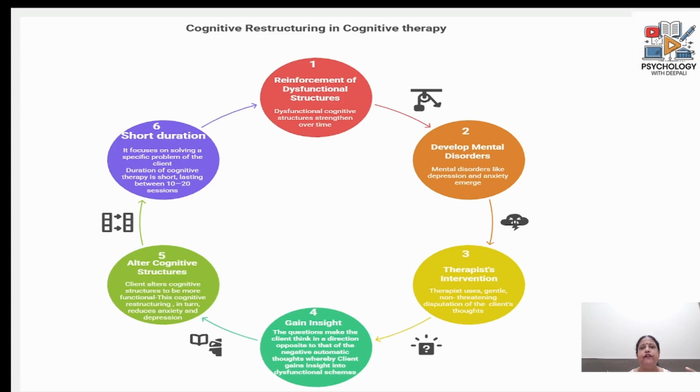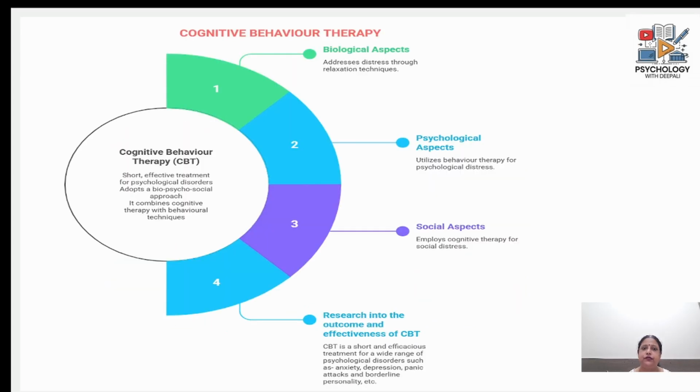And therefore, if you see cognitive therapy, it is not a very long duration therapy. It is a short duration therapy and it solves specific problems of the clients, and the duration would be around 10 to 20 sessions. Now we come to cognitive behavior therapy, which is again a very short, effective treatment for psychological disorders, and it adopts a biopsychosocial approach where it combines cognitive therapy along with behavior therapy.